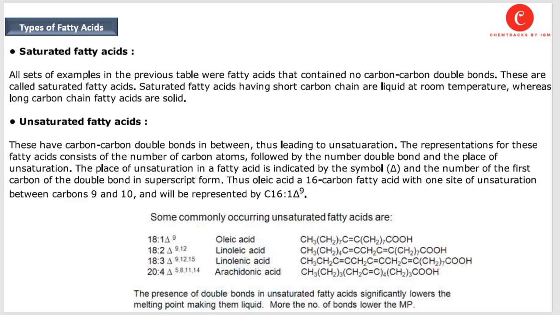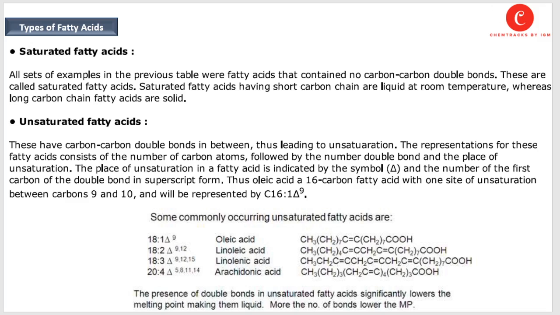Another type of fatty acid is unsaturated fatty acid. These have carbon-carbon double bonds in between, thus leading to unsaturation. This is very important. The representation for these fatty acids consists of the number of carbon atoms followed by the number of double bonds and the place of unsaturation. So we have to consider three things. First, the total number of carbon atoms. Second, the total number of double bonds. And third, the place of unsaturation or the place of the double bond. The place of unsaturation in a fatty acid is indicated by the symbol delta, and the number of the first carbon of the double bond is in superscript form.